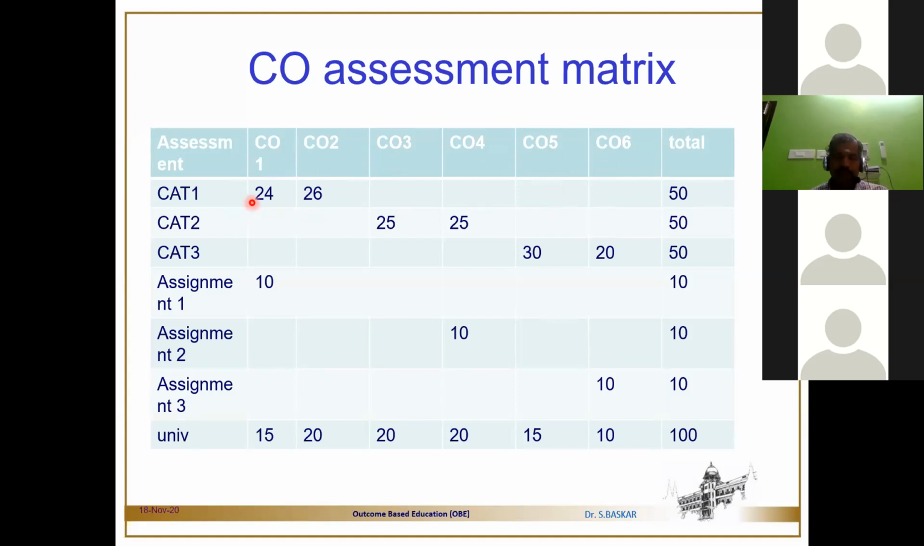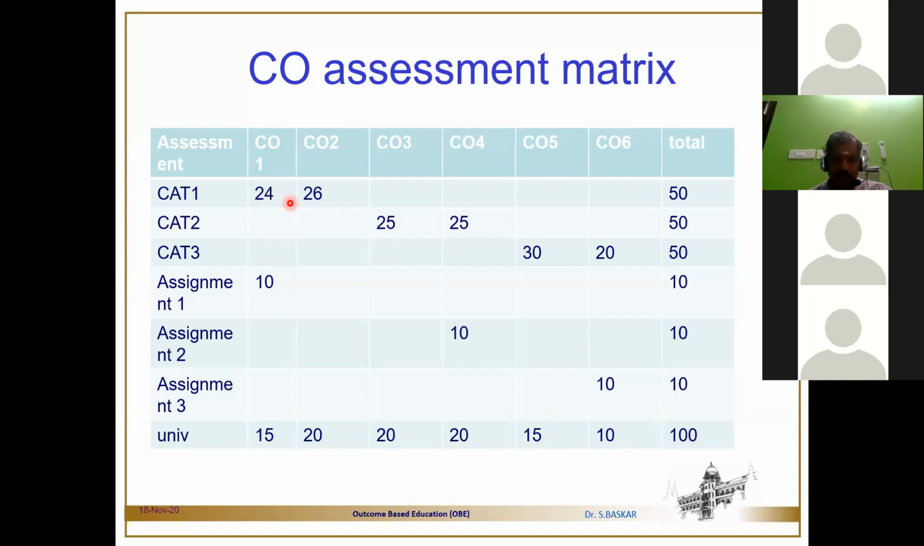In each internal test, we are covering 2 COs. For example, CAT 1 covers CO1 and CO2. CAT 2 covers CO3 and CO4. CAT 3 covers CO5 and CO6. Also assume that assignment 1 is asked for CO1 topic. Similarly, for assignment 2, CO4 topic. Assignment 3 for CO6. Then the distribution of mark for the end semester exam: 15, 20, 20, 20, 15, 10. With that assumption, we are going to discuss how the CO attainment is going to be calculated.